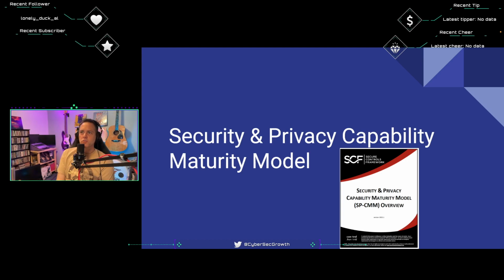So the SCF has built a maturity criteria for each control. The SPCMM is meant to solve the problem of objectivity in both establishing and evaluating cybersecurity and privacy controls.